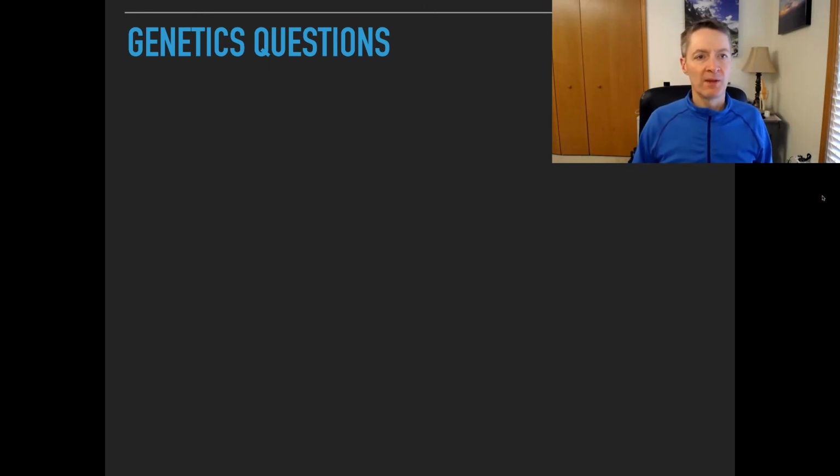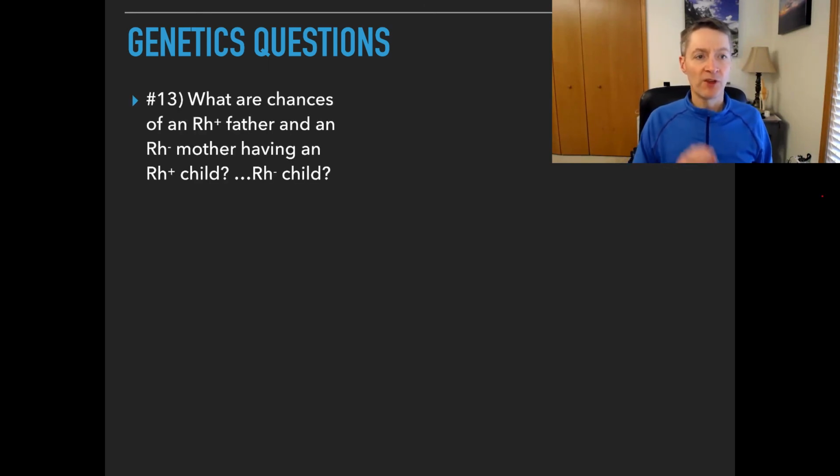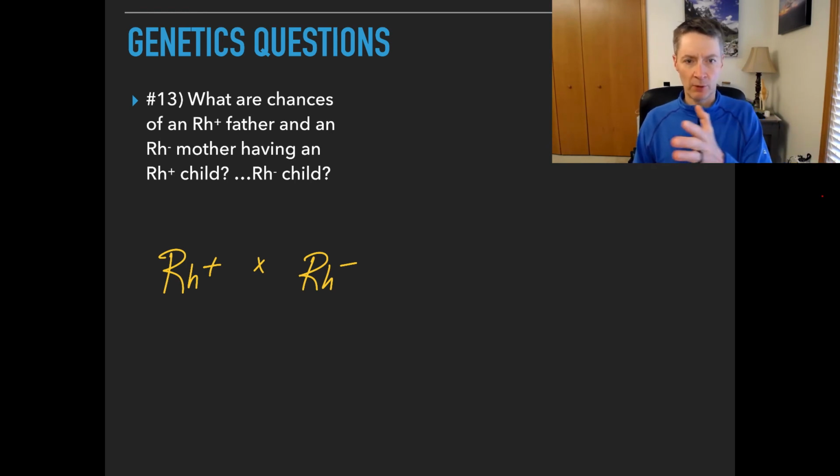This question is exactly question 13 in your practice questions. What are the chances of an Rh positive father and Rh negative mother having an Rh positive child? And then the same question, but what are the chances of having the Rh negative child? Now again, we write down what we know. One parent's positive, the other parent's negative. So here you go: Rh positive crossed with Rh negative.